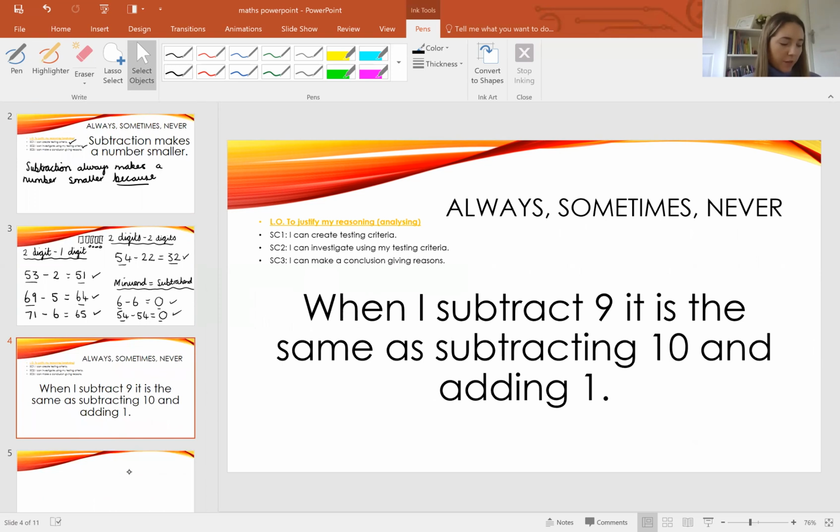Right, let's have a go at another one. And this time, I want you to think of what your testing criteria might be. When I subtract 9, it is the same as subtracting 10 and adding 1. Does that happen always, sometimes, or never? So I want you to think of different things you could test there to prove whether that happens always, sometimes, or never. What things might you want to test? Pause the video now and have a little think.